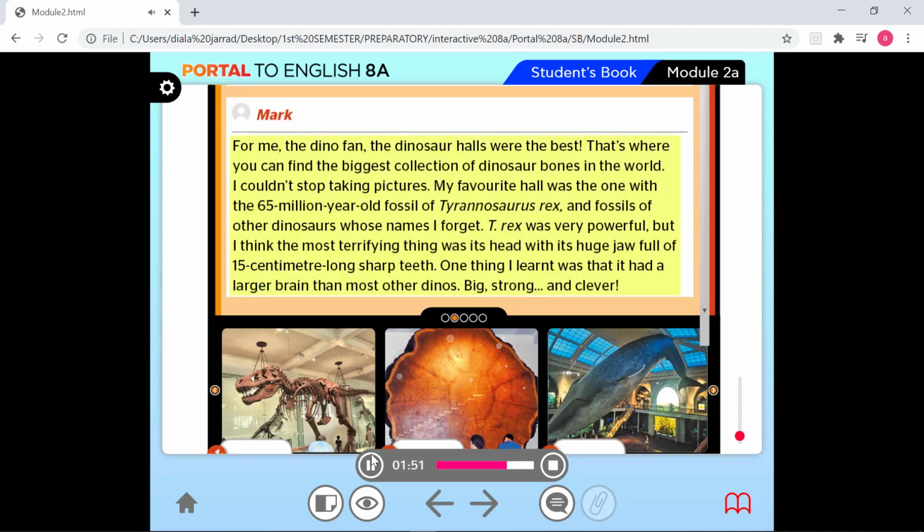Mark, for me, the dino fan, the dinosaur halls were the best. That's where you can find the biggest collection of dinosaur bones in the world. I couldn't stop taking pictures. My favourite hall was the one with the 65-million-year-old fossil of Tyrannosaurus rex and fossils of other dinosaurs whose names I forget. T-Rex was very powerful, but I think the most terrifying thing was its head with its huge jaw full of 15-centimetre long sharp teeth. One thing I learned was that it had a larger brain than most other dinos, big, strong, and clever.